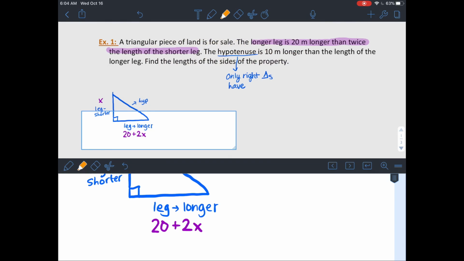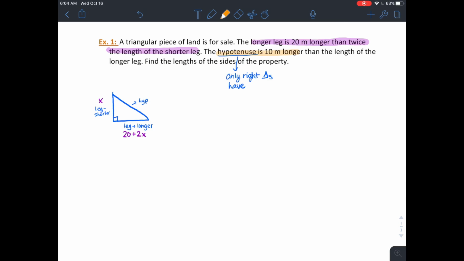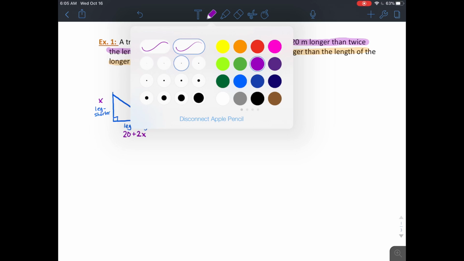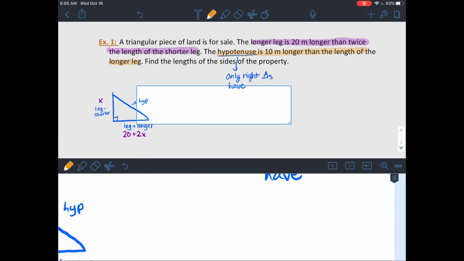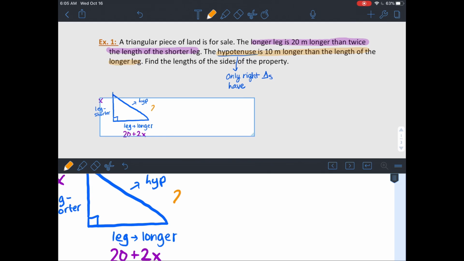They also tell us that the hypotenuse is 10 meters longer than the length of the longer leg. So your longer leg was that 20 plus 2x that I just labeled. So the hypotenuse is 10 meters longer than that. So if I take my expression for my longer leg, 20 plus 2x, and add 10 to it, that would be the length of my hypotenuse, so 30 plus 2x.